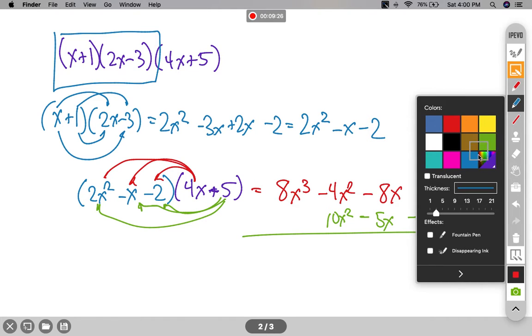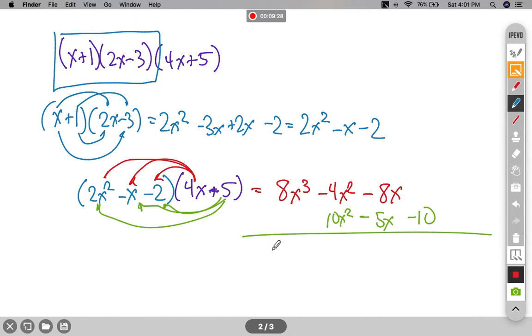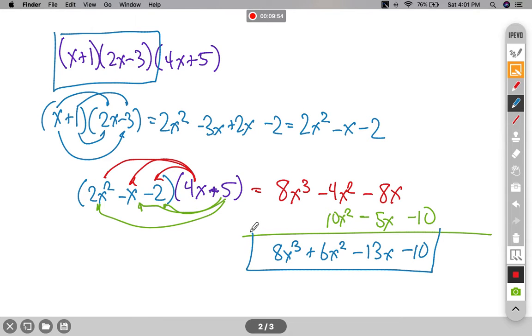Now I add these down. 8x cubed, minus 4 plus 10 is a plus 6x squared. Negative 8 and a negative 5 is going to be a negative 13x and a minus 10. So if I have 3 or more things together, I just multiply 2 of them together, take the answer times the third.